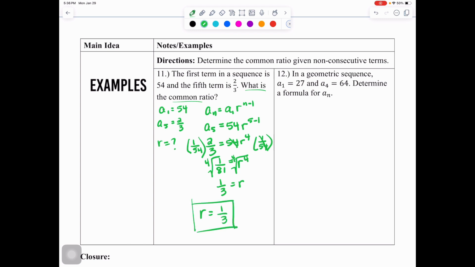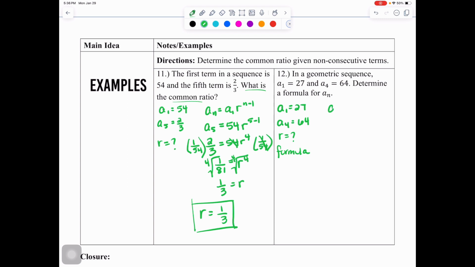In number 12, it says, in a geometric sequence, a sub 1 is 27, a sub 4 is 64. Determine a formula this time. So in order to write the formula, I still need the common ratio. So I'll find the common ratio, and then I'll write the formula.